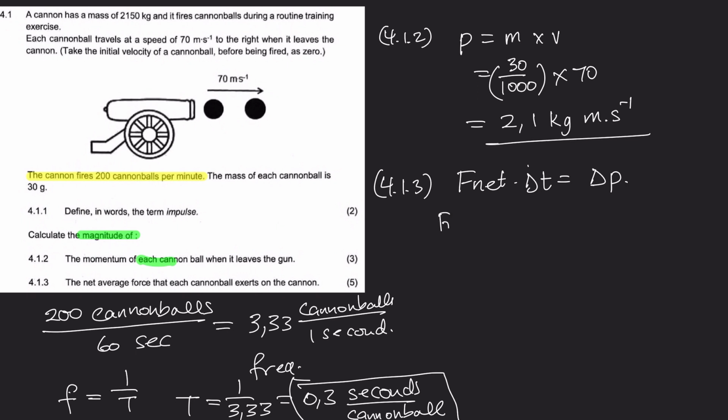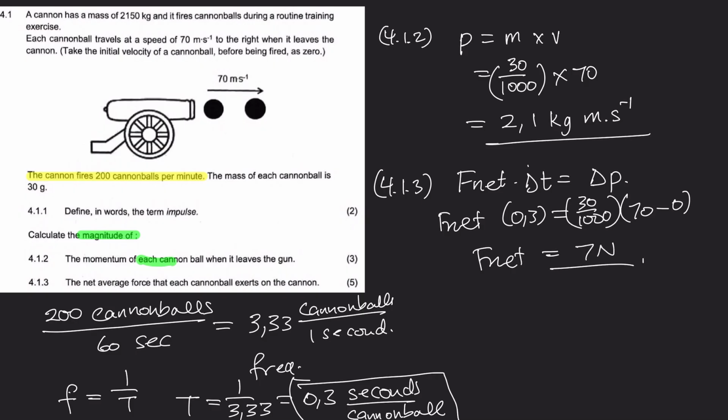So we'll say Fnet multiplied by 0,3 equals delta p. Remember, to calculate delta p, that's going to be the mass, so 30 over 1,000, and then the final velocity is 70, and it's stationary at the start, so 70 minus 0. Now we can solve for Fnet, and you're going to get Fnet equals 7 newtons. Again, you're not interested in the direction, they just want the magnitude.